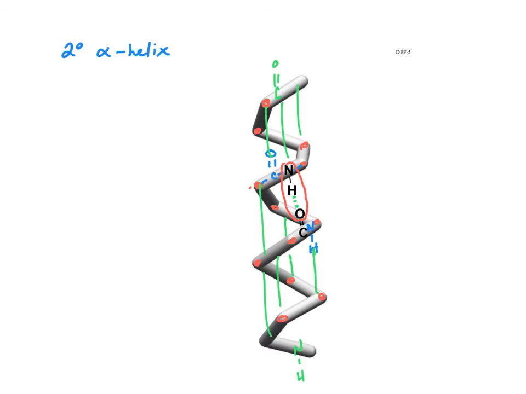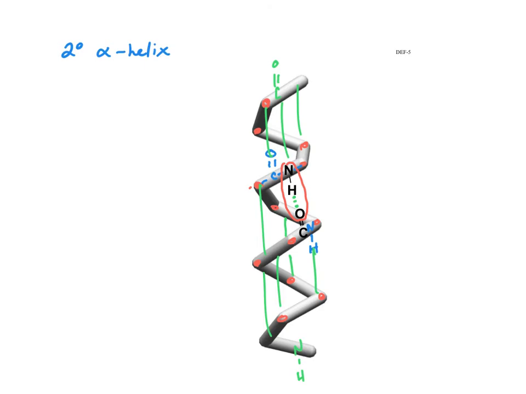But we end up with a large number of fairly weak bonds, and all together these form a beautiful, strong, and very rigid column. So this alpha helix is straight and it's going to be strong, and this is in a sense like a column that would hold up a building.